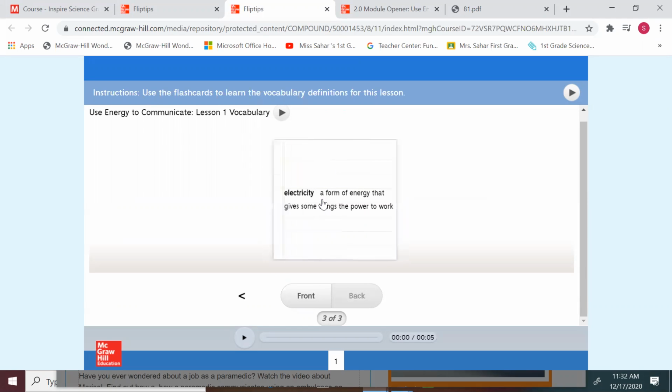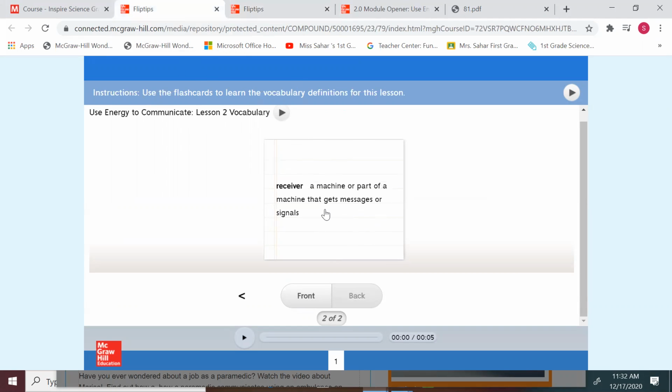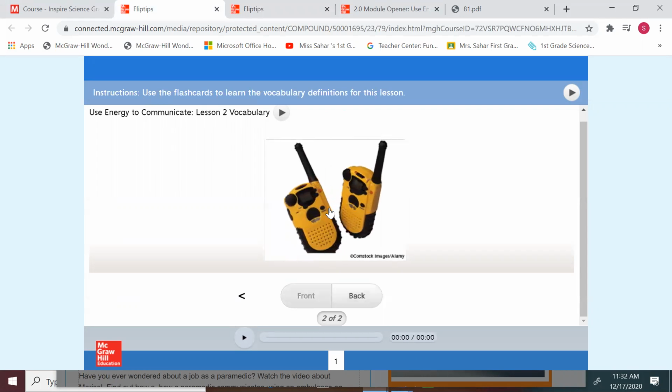And then we have electricity, a form of energy that gives something the power to work. So you need electricity to put your radio on, to put your TV on, to put your laptop on, your iPad. So this is a form of energy. We have more words here. Let's look at the picture first.